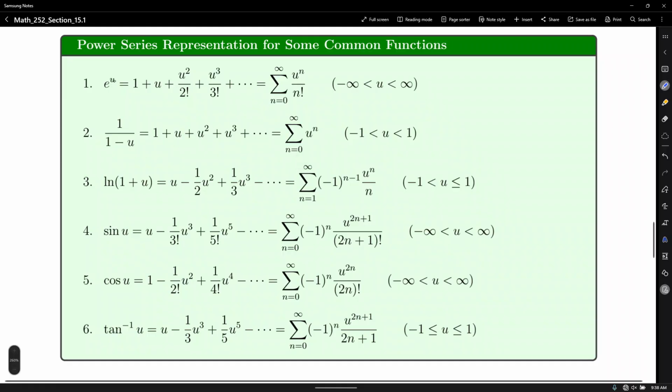Typically, you would see this with an x right here. However, I decided to give you this summary of power series with a u, because what if you have a composite function? What if this u instead is an x squared, an x cubed? Well, then we need a little more than that.